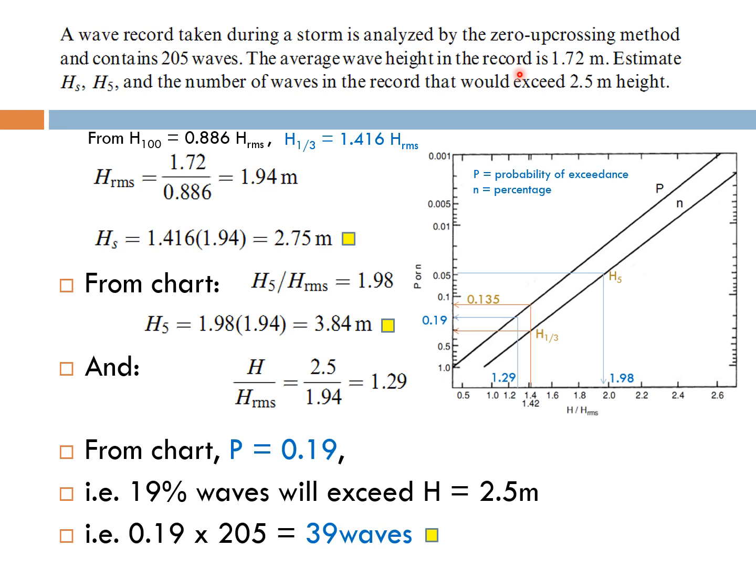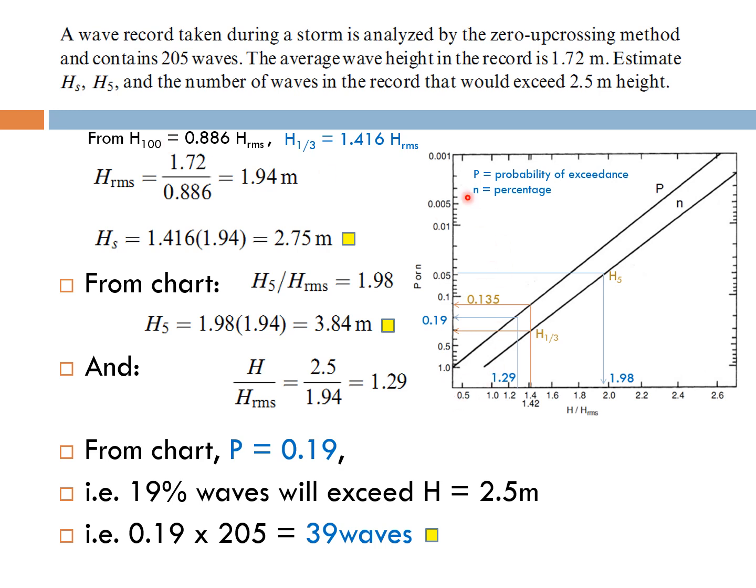We assume that the waves fulfill the Rayleigh distribution, and based on that assumption alone, we are able to apply all these equations, and that allows us to calculate the significant wave height without having to actually sort out the top 1/3 of the wave heights and average them out. So that is what we get if the Rayleigh distribution is assumed.